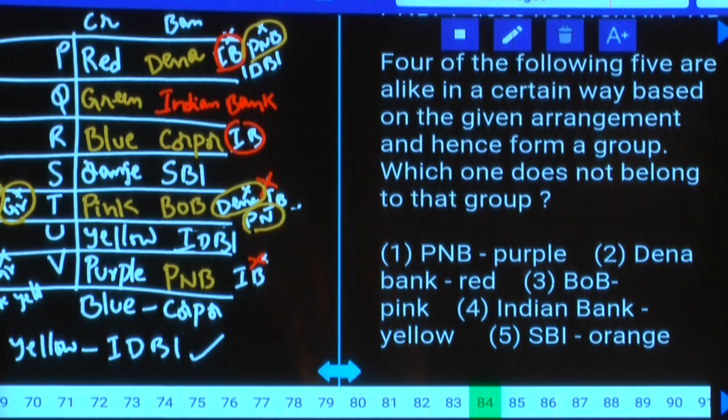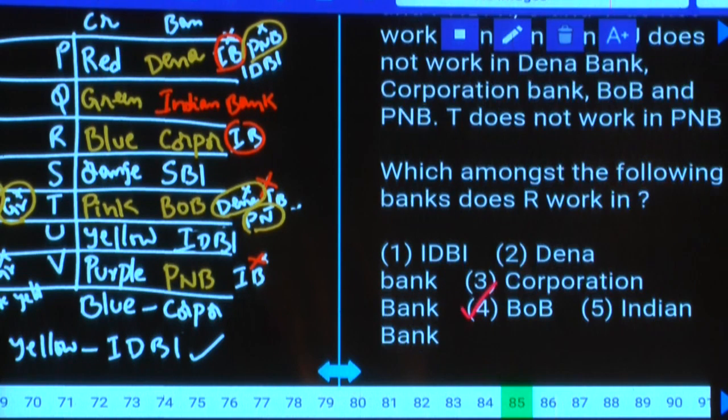And Indian Bank and yellow. Now Indian Bank and yellow, now this is false, isn't it? Because Q is working in Indian Bank and this person does not like yellow color. Hence choice 4. SB and orange is also true. Hence choice 4 is answer 84. Then question number 85. Which among the following banks does R work in? Yes, tell me R works in which bank? R is working in Corporation Bank, that is choice 3.